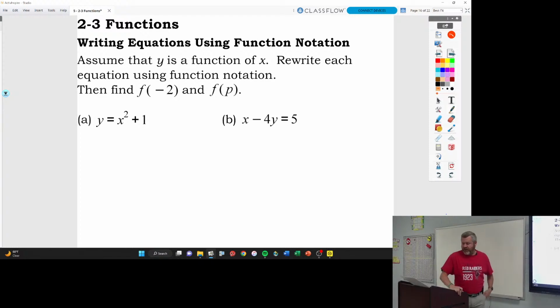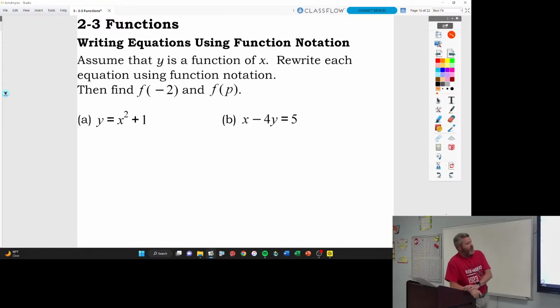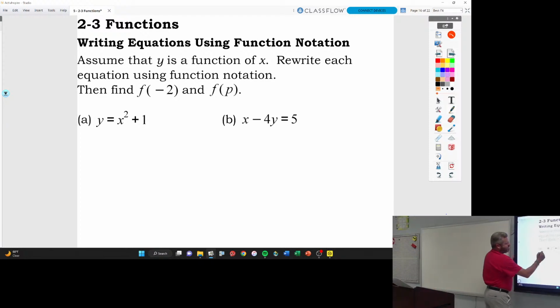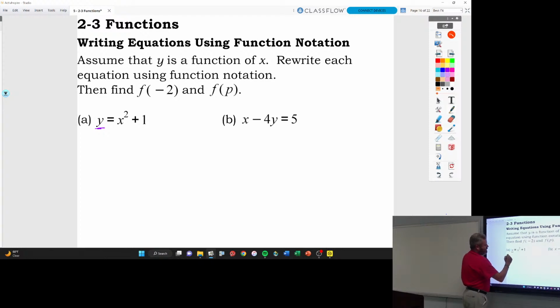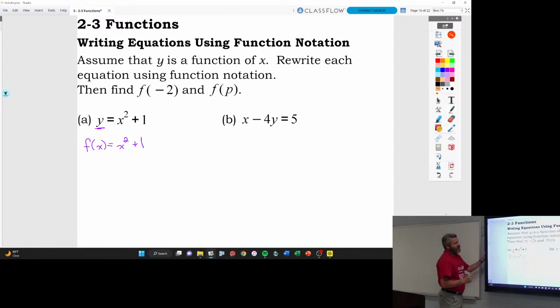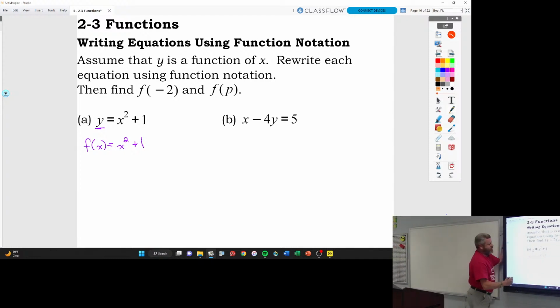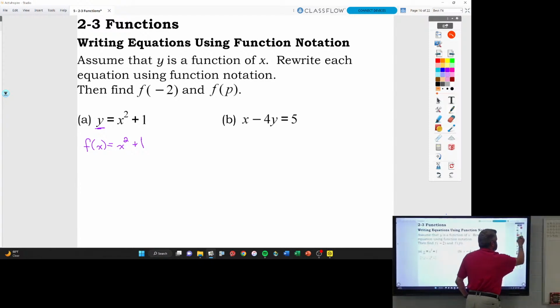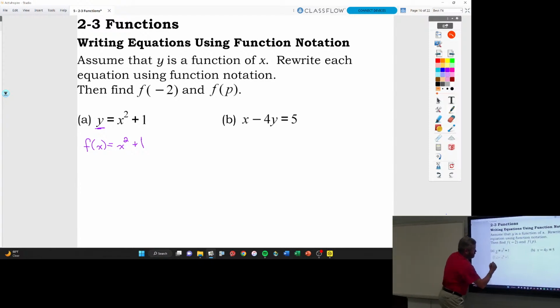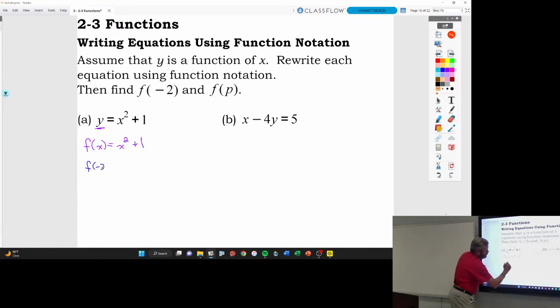So part A. First thing I need to do is get y by itself, and that's already been done for us. And since y is by itself, y is the same thing as f of x, so I could rewrite this as f of x equals x squared plus 1. It says then find f of negative 2 and f of p. All right, so let's do f of negative 2. I'm going to replace x with negative 2.